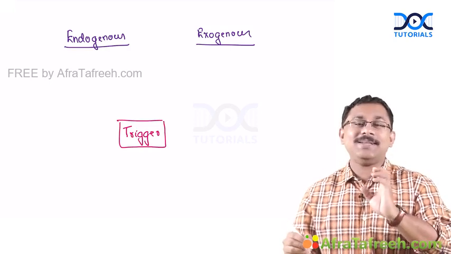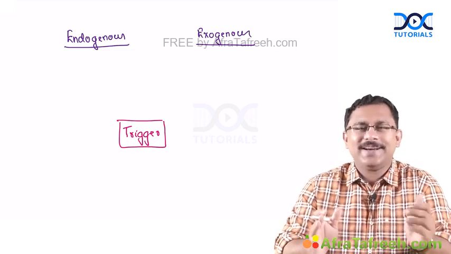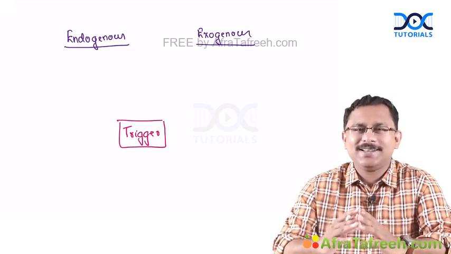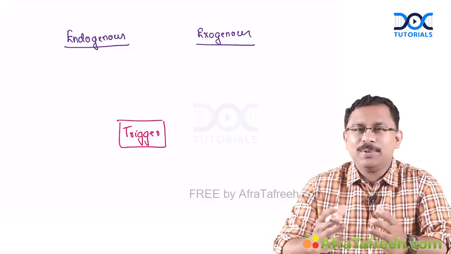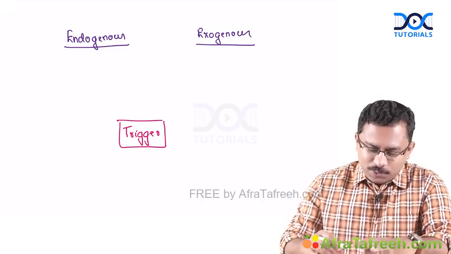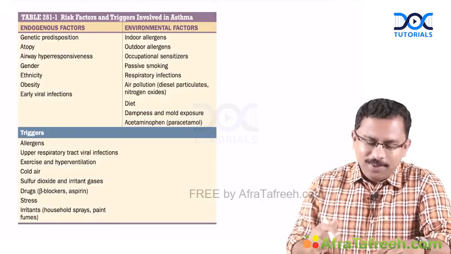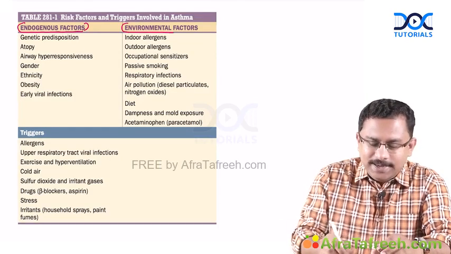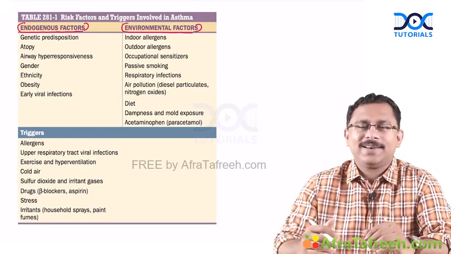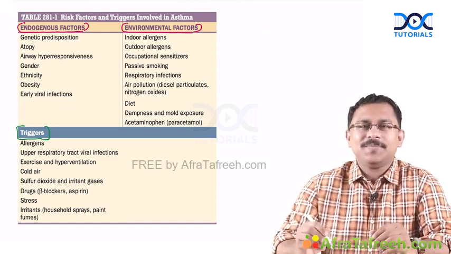So there may be certain triggers. Now we are going to see what are the endogenous factors, what are the exogenous factors, and what are the likely triggers of an asthmatic episode. This is a table in Harrison describing the various endogenous factors as well as the exogenous or environmental factors, plus the various triggers for asthma.